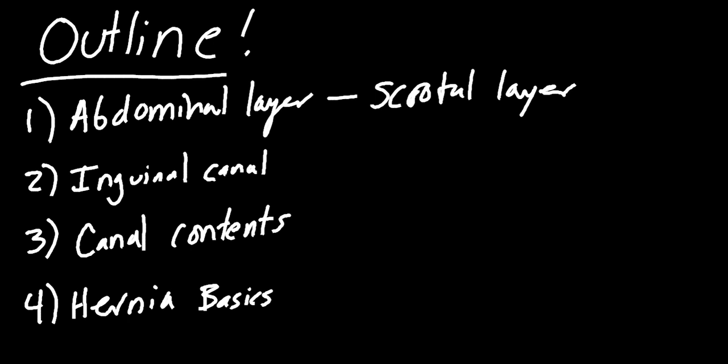We're going to be talking about the abdominal layers and how they correlate to the scrotal layers. We'll be talking about the inguinal canal and then what passes through the inguinal canal. And then lastly, we'll talk about the different types of hernias. We're going to touch upon the three basic types: the direct, indirect, and femoral.